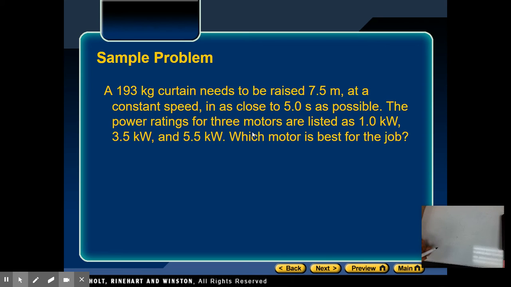So that's out. The 5.5 kilowatt is enough power, but it seems to be almost double what is required. So the best motor for this situation to meet all this criteria would be the 3.5 kilowatt motor. It's only slightly more powerful than the required power for this situation. And so that would be the optimal motor for this curtain raising. Okay?